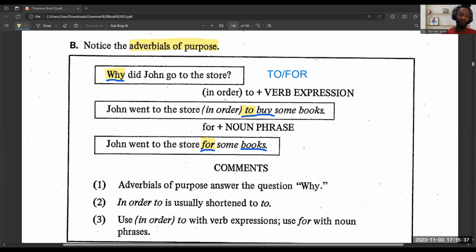So, why did John go to the store? John went to the store to buy some books. John went to the store for some books.